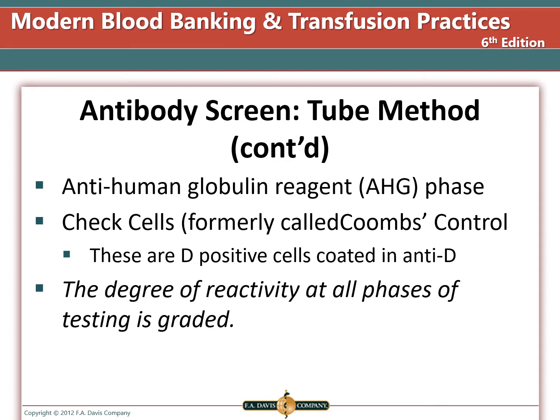The anti-human globulin phase is after 3 washes have been completed. If the test is negative, check cells must be added. The check cells must show a positive reaction or the testing is invalid.